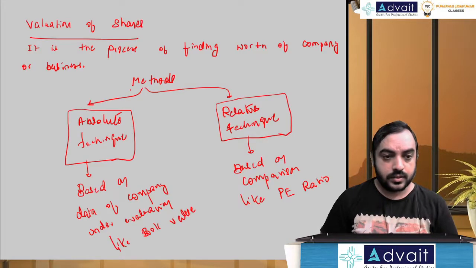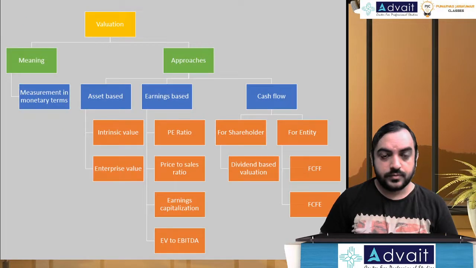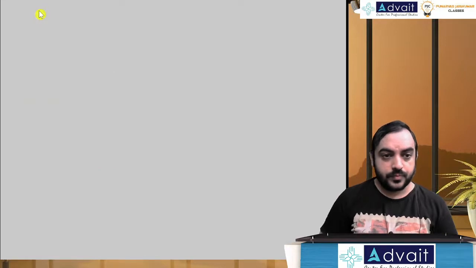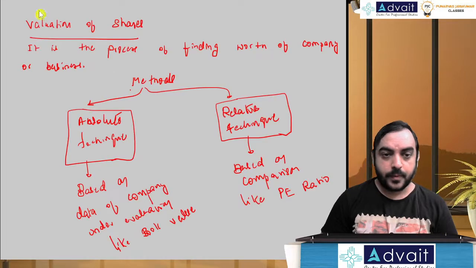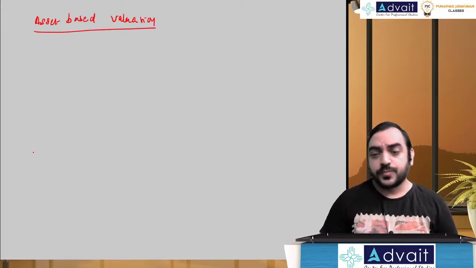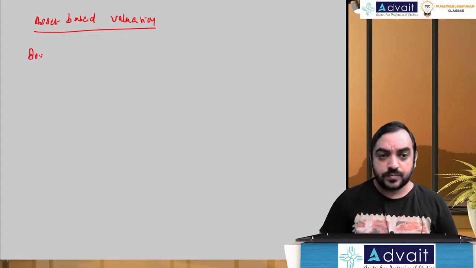Okay. Then let us write down. Asset based methods. Asset based valuation, you can say. Asset based valuation. We have book value methods. Then we have intrinsic value method.